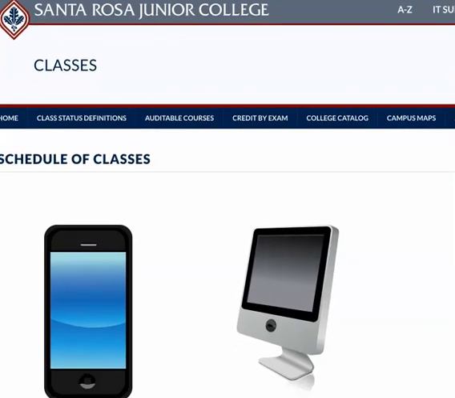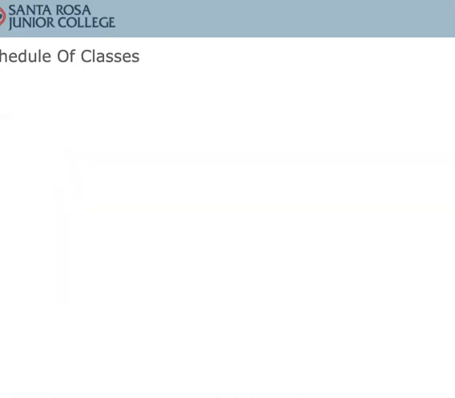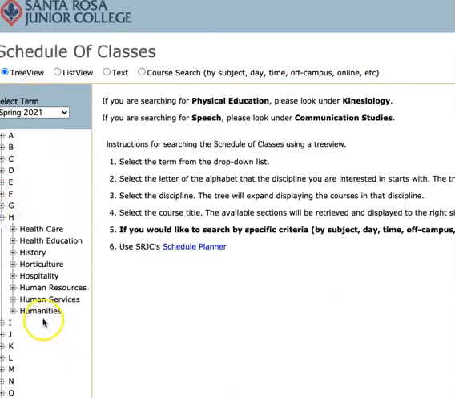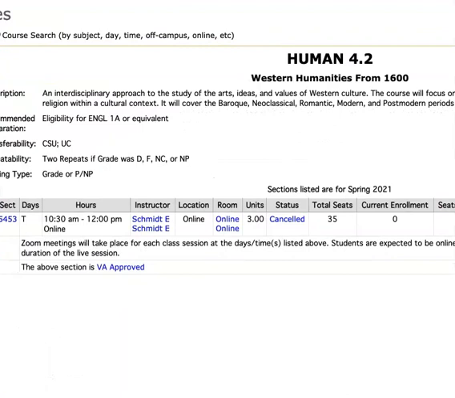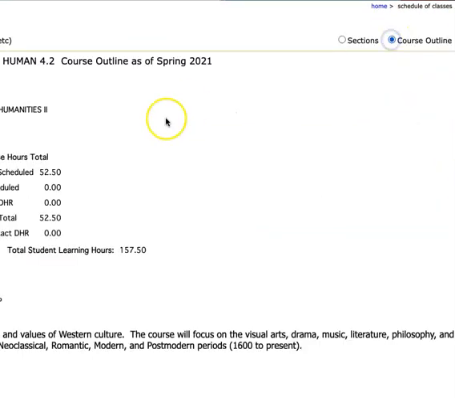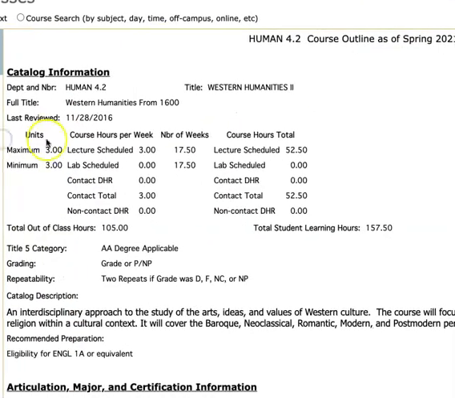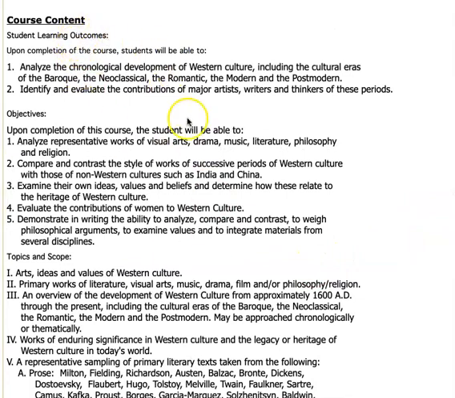In our schedule of classes on the JC website, you can go into a course outline to get more information. So you're probably familiar with this, choosing the precise course within what's offered. And you can see the description is only a few sentences. But over here, this little radio button on the right-hand side under course outline, by selecting that, you can get a lot more information. Look at how much more depth this provides.